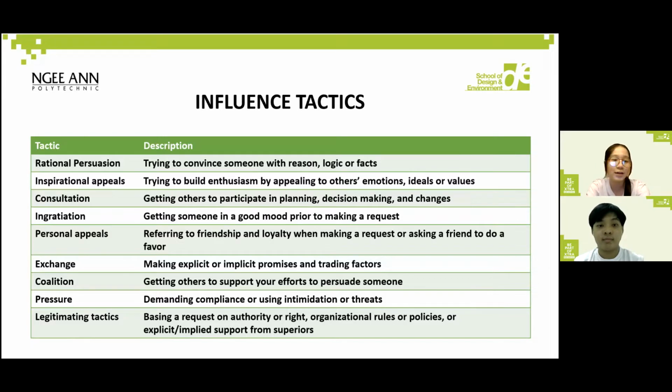Moving on, we have coalition. This is getting others to support your efforts to persuade someone. Next, we have pressure, which is demanding compliance or using intimidation or threats. And lastly, we have legitimating tactics. This is basing a request on authority or rights, organization rules or policies, or explicit or implied support from superiors. So now let's do a role play to apply what we learned in a scenario.